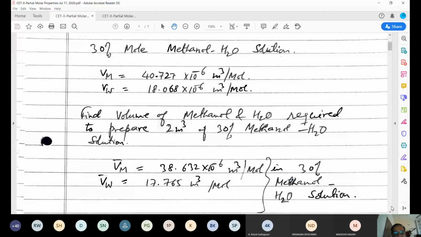Okay, so let's try. The formulas we have given, right? All the formulas are given. I have given you V is equal to summation of Vi bar Ni, right? Total volume is nothing but summation of Vi bar, partial molar volume, into number of moles. So can you solve this?